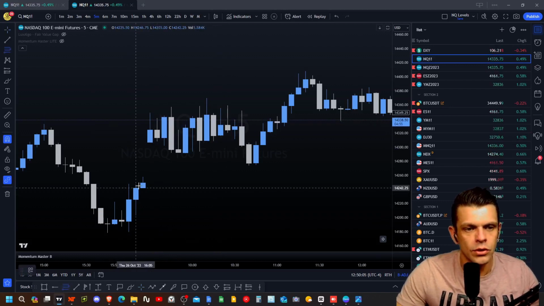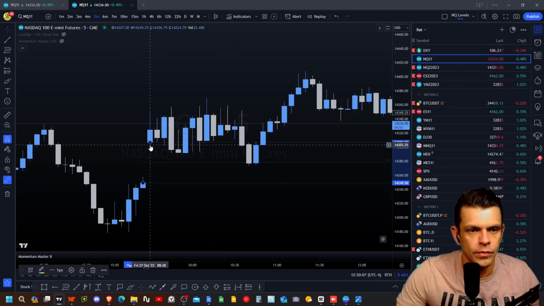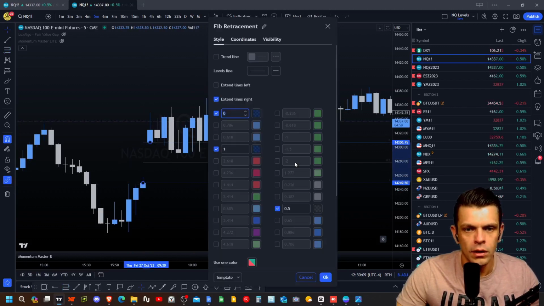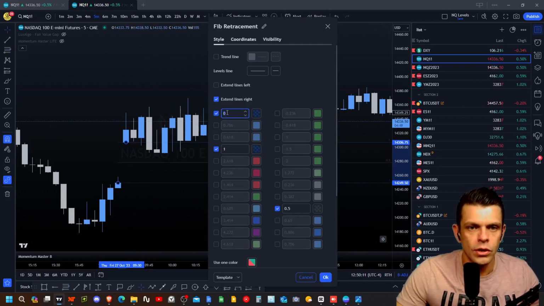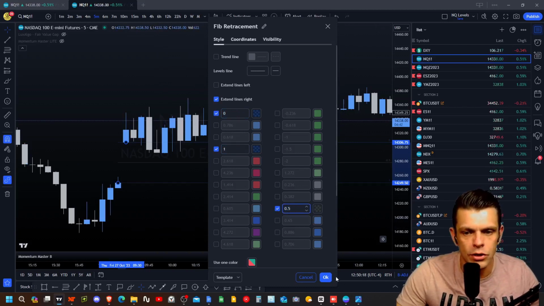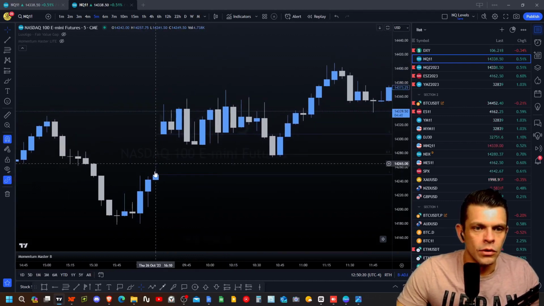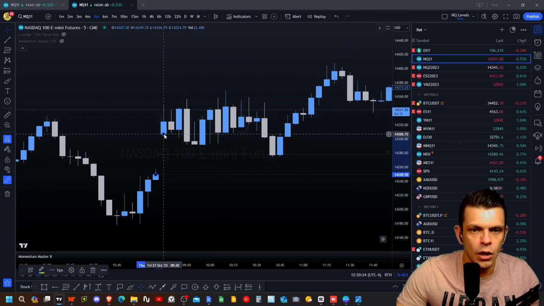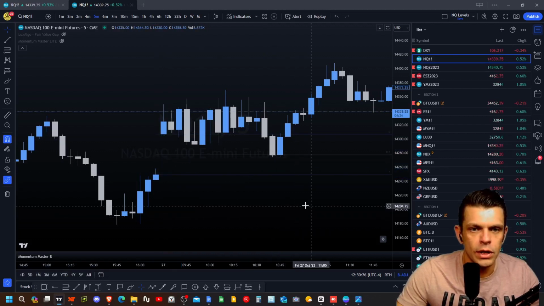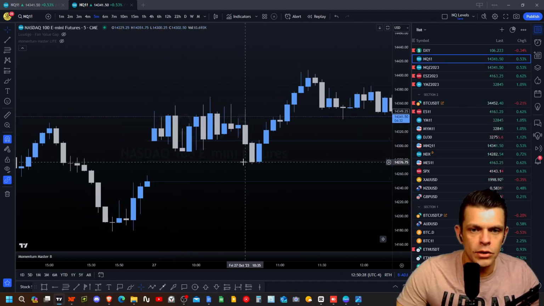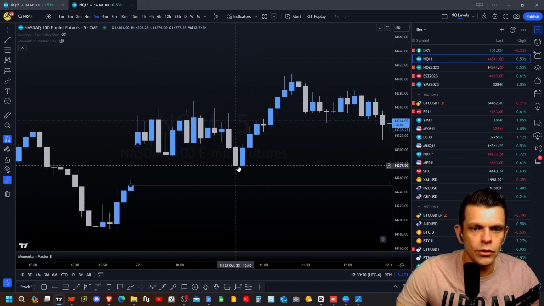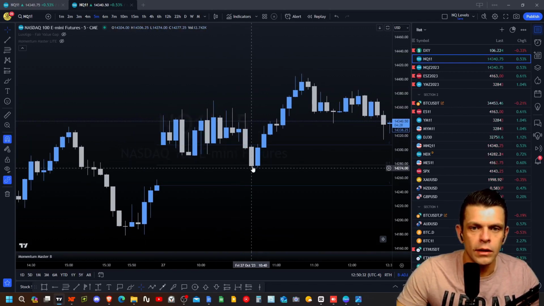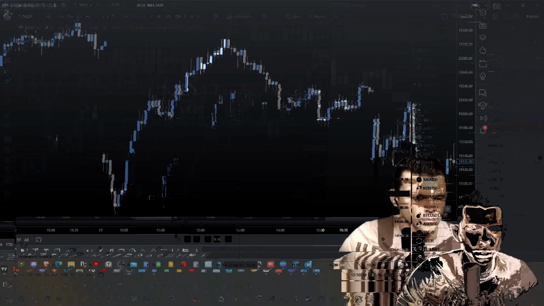What you can do is use your Fibonacci tool, and I'll quickly open my settings. All you use is the 0, the 1, and the 0.5 for the consequent encroachment of the opening range gap. So this is the opening range gap, from the close to the open for a bullish opening range gap. And as you can see, price action came straight to the consequent encroachment and then started to move away.